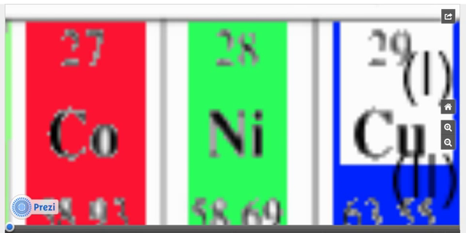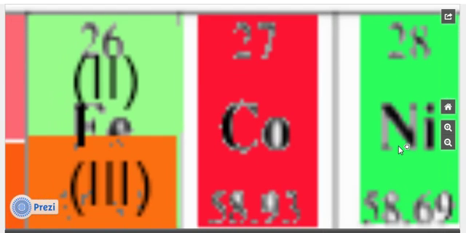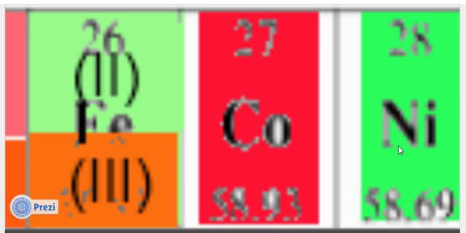Nickel forms nickel 2+ in solution and is a palish green color, while cobalt is not green. It is pink in solution.